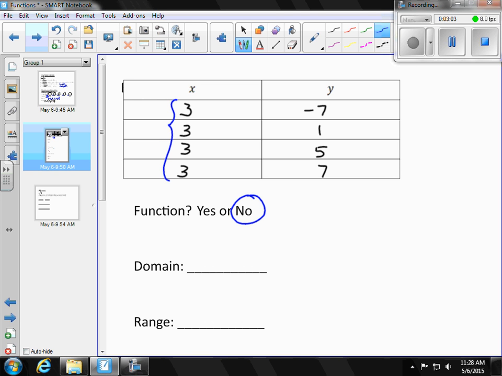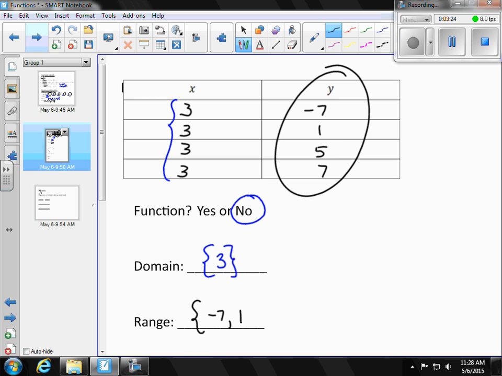Our domain, again, is the set of all x values. In this example, we only have 1, so we're just going to put one number in our set braces to determine the domain. And next, when we go to find our range, remember, range are y values. So we have the set, and if I put them in numeric order again, -7, 1, 5, and 7, they go in the same order that you see numbers on the number line from left to right.